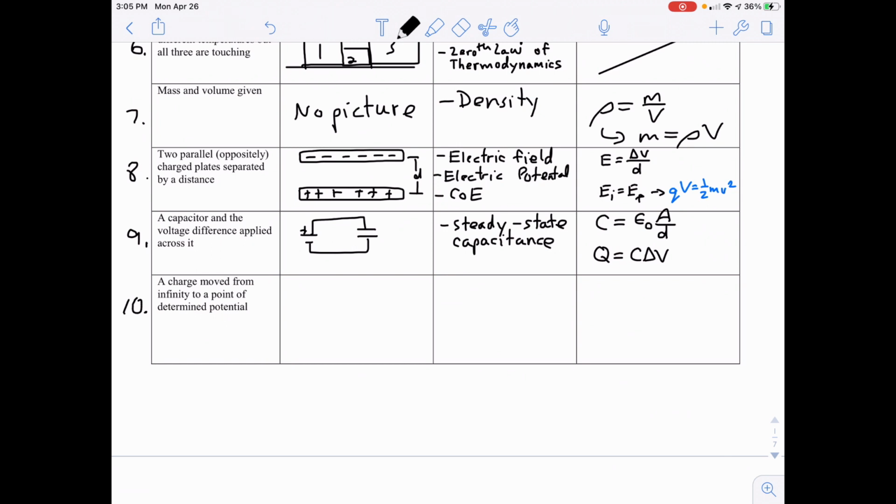In number 10, what if we have a charge moved from infinity, some infinite point, to a point of determined potential? So let's say here's our number line, and way over infinitely far away, we have a charge that is being brought to point P. This is an electric potential problem.